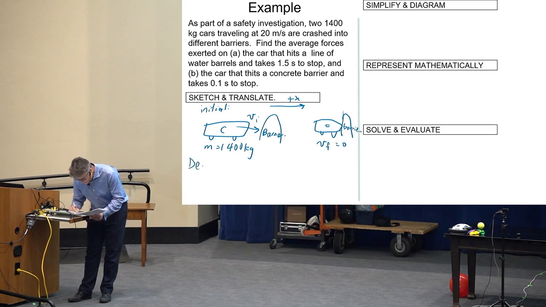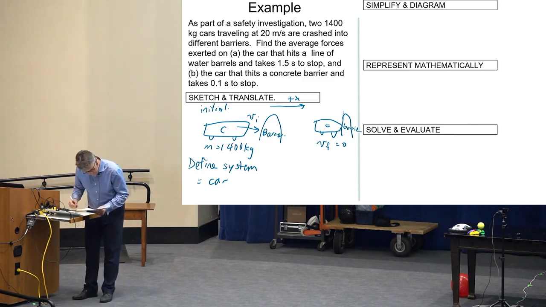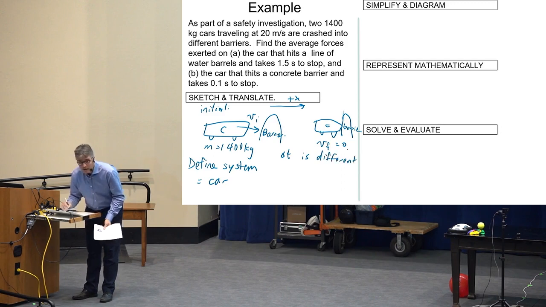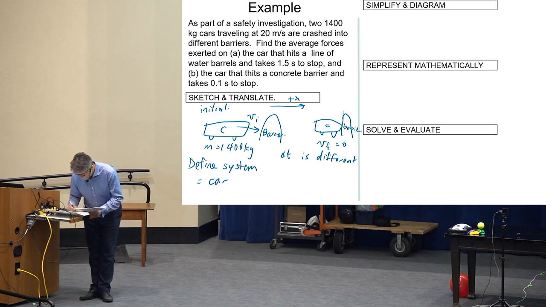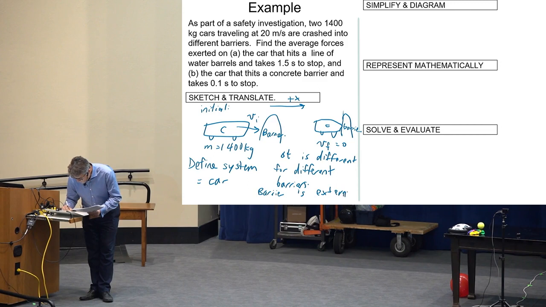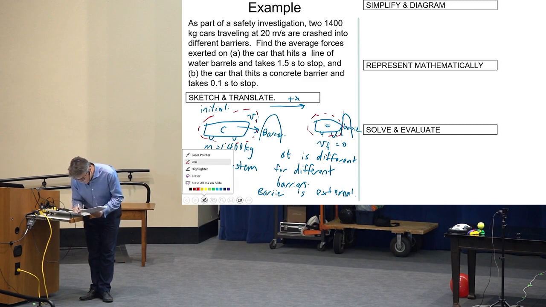And so define here the system is the car, and then you'll have an external impulse coming from the barrier. So delta t is different. That's what matters here. So we really need to use that F times delta t equation for J for the different style of barriers. So the barrier here is external. So we're not going to have J equal 0. So I can do like this. Here's my system. And I've got an external force from the barrier.